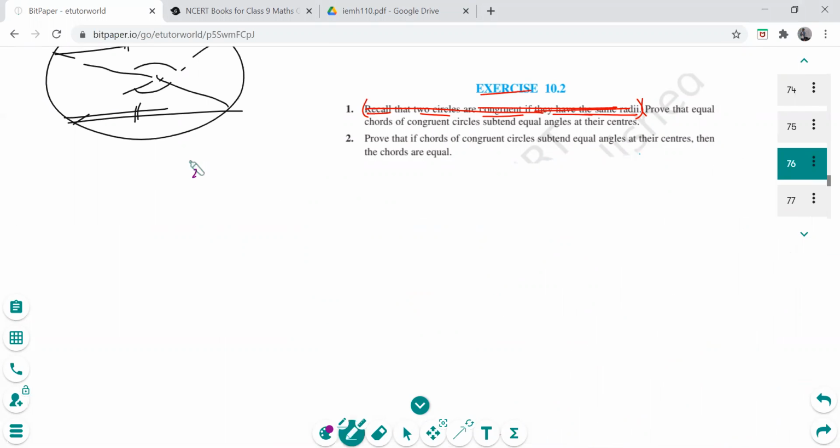So if I take the second question, prove that if chords of congruent circles subtend equal angles at their center, then the chords are equal. You people will try to prove it. सबसे पहले मुझे ये बताओ क्या दे रखा है? What is being given in this question this time?